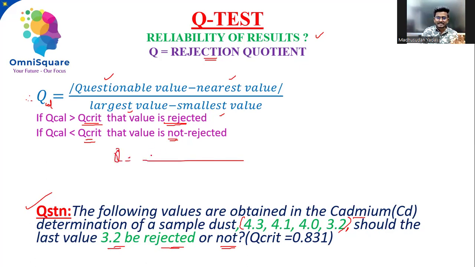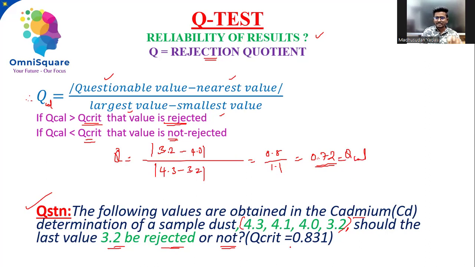The Q test formula is the mod of the questionable value. What is the questionable value? They are asking whether 3.2 can be included or not. So 3.2 minus the nearest value, which out of the four is 4.0, divided by the largest value, 4.3, minus the smallest value, 3.2. If you do this small calculation, you will get 0.8 by about 1.1. The numerator is slightly less than 1 and the denominator slightly greater than 1, so the value is something like 0.72. So this is the value of Q calculated.